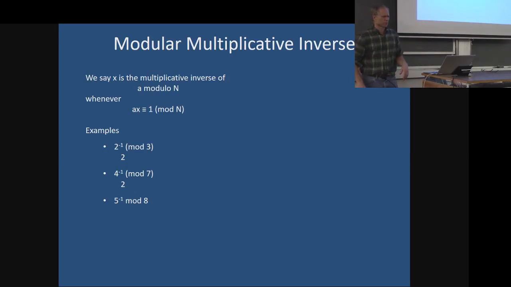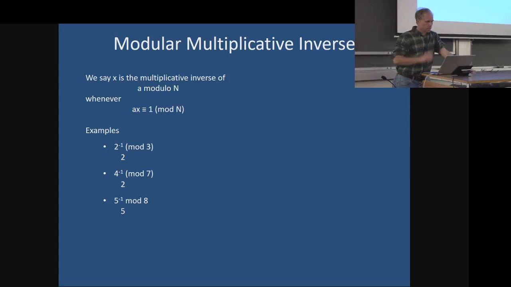Can 0 ever be the answer? You can't, because 0 times anything is going to be 0, so that's not the inverse of anything. What about 1? 1's the inverse of 1, but it's not the inverse of anything else. So really, you just got to consider the numbers 2 through 7 here. Okay? Which one works? 5. Yeah. 5 times 5 is 25, which is 1 more than a multiple of 8. 1 more than 24. So 25 mod 8 is 1.